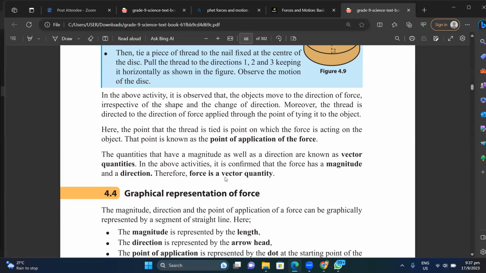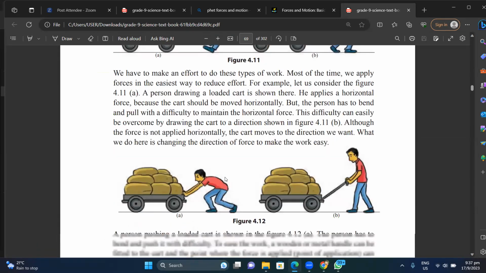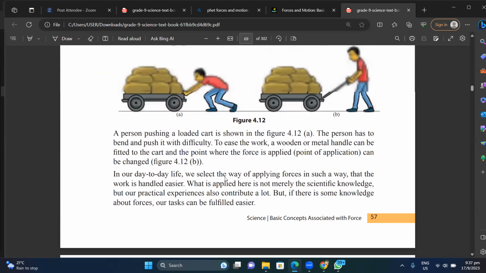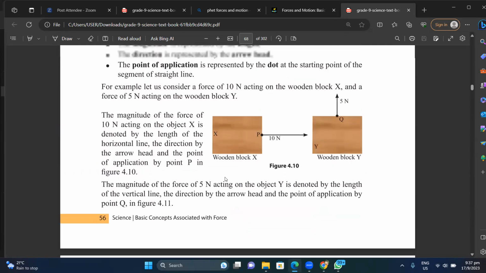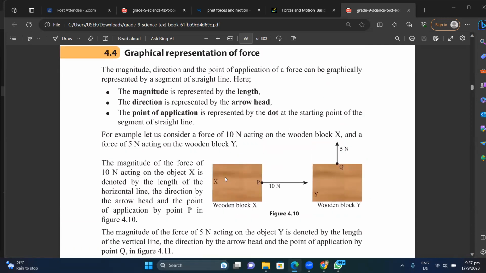Okay, how can we show them? How can we show the direction as well as the magnitude? This is a very small lesson, so let's finish it. How can we show that? We have to use an arrow. Magnitude is basically represented by the length.